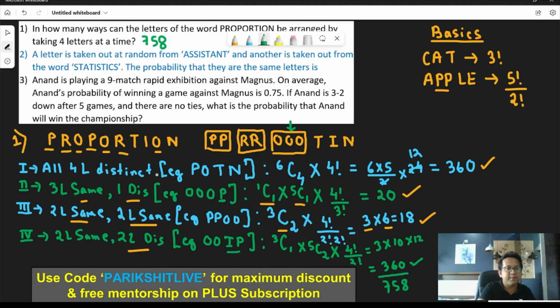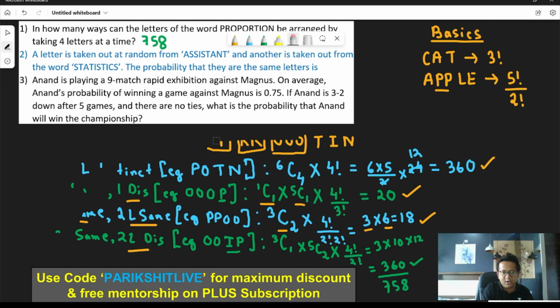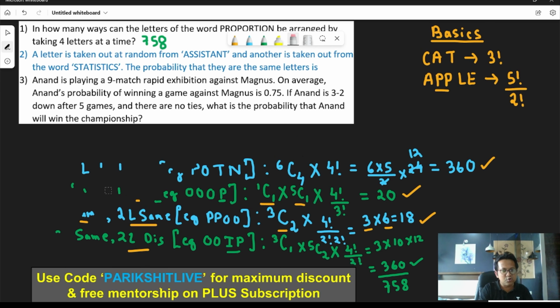Correct? Okay. Let's look at the second one. I'm going to rub this and let's look at the second one. So 758 is the answer to the first question. Next. So let me just rub this. In the meantime, you please read the question. Please read the question once and then pause the video and then we'll try to solve it together.